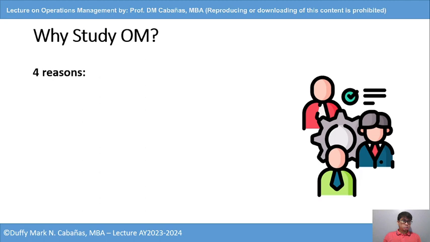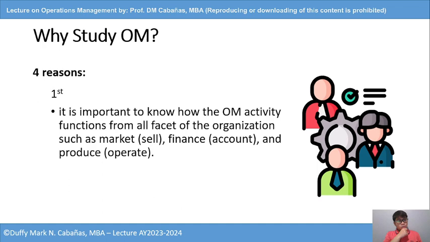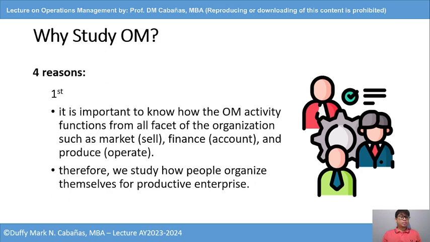So in our book reference, to give justice to it, there are four reasons why we study OM. First off, it is important to know how the OM activity functions from all facets of the organization, such as market or the sell, finance, and produce, or how we operate that. Therefore, we study how people organize themselves for productive enterprise. Yung keynote dyan, no? We actually study how people organize themselves to deliver that certain product.